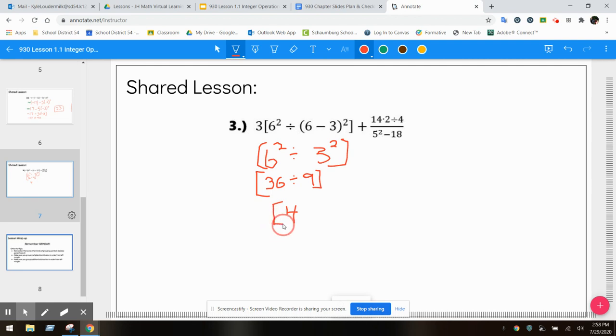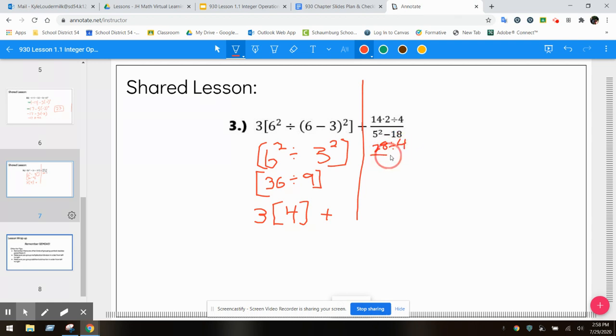Now I'm going to rewrite everything else on the left. Okay, so I got now 3 times 4 over there. Now I'm sort of going to split this off. I'm going to treat this fraction as its own self. And I'm going to remember that I'm adding it. So whatever I get over here, I'm going to add it. 14 times 2 divided by 4. So 14 times 2 is 28, divided by 4, that's the top.